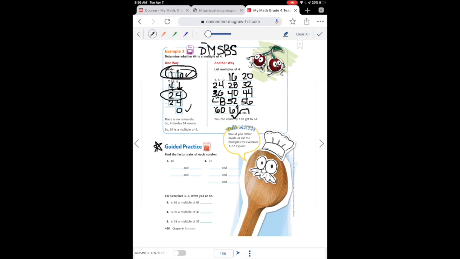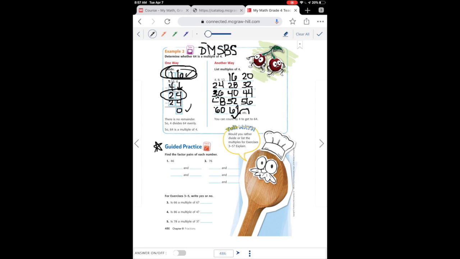I will post the answers for the homework later, so if mom, dad, grandma, grandpa, aunt, uncle, brother, sister, whoever wants to help you and go over those, they can. And if they have questions, they can contact me. All right, so let's jump down to guided practice and we'll keep going through some math.